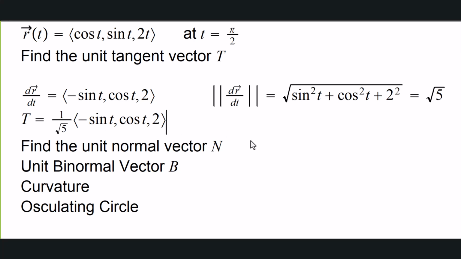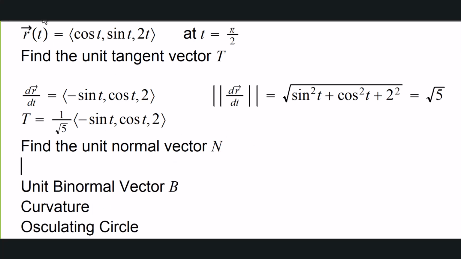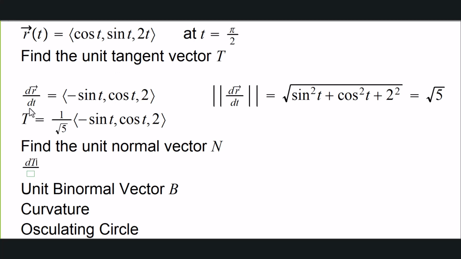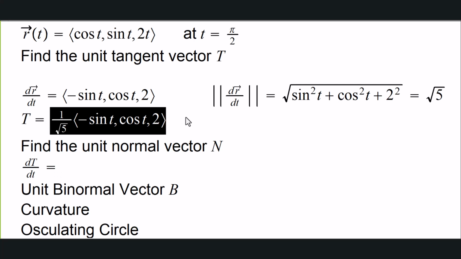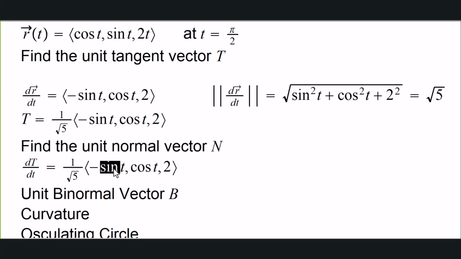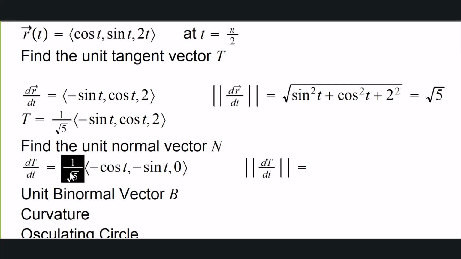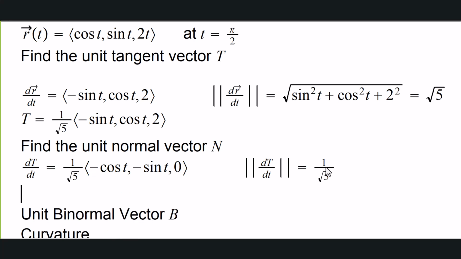Now for the unit normal vector, what you have to do is simply take the derivative of the unit tangent vector and then multiply by the reciprocal of the magnitude. So here, if we take the derivative, we get simply negative cosine t, negative sine t, and then here we get a 0. And if we take the magnitude of this vector, since cosine square t plus sine square t is 1, this will simply reduce to 1 over square root of 5.